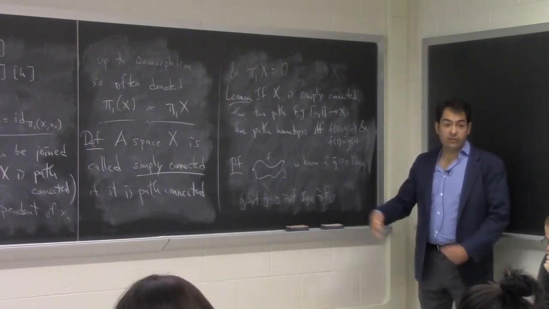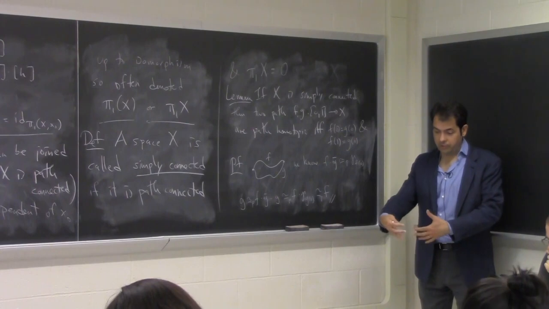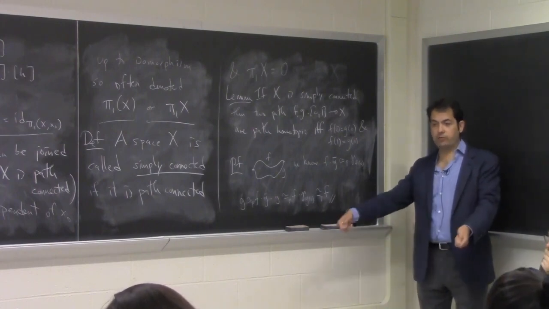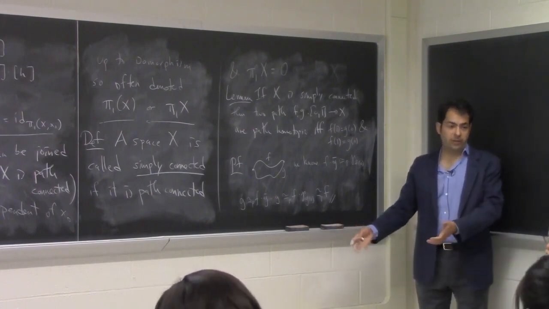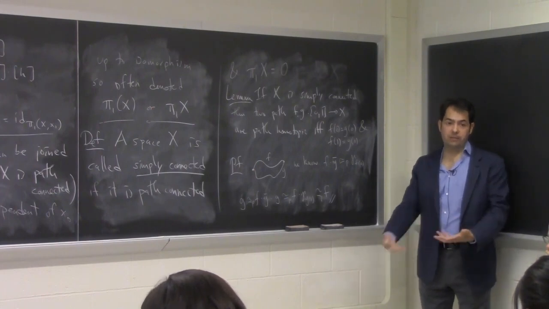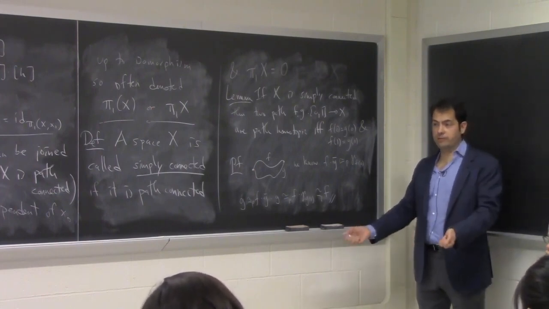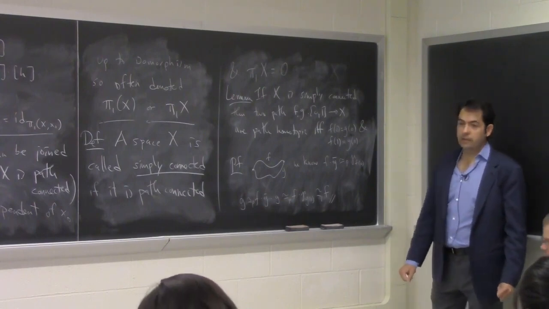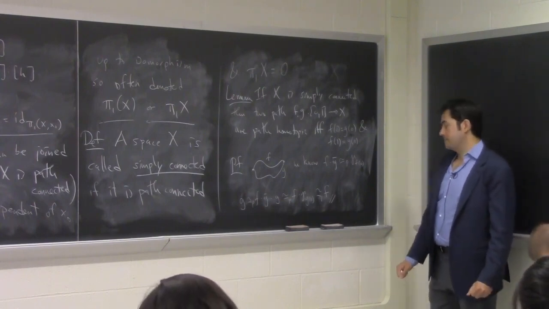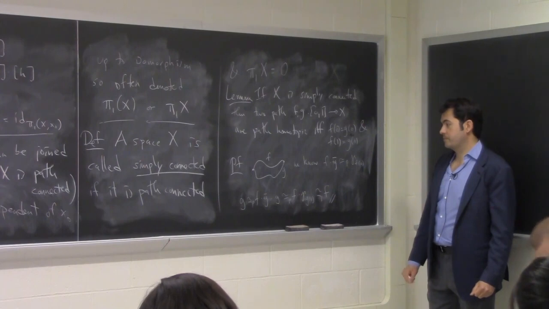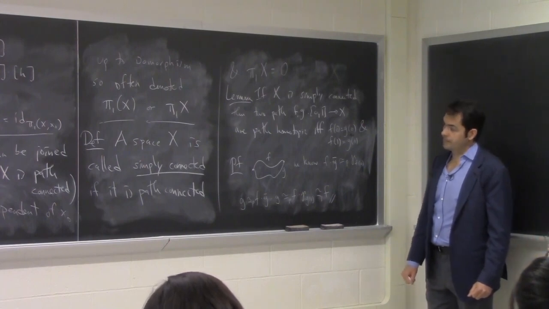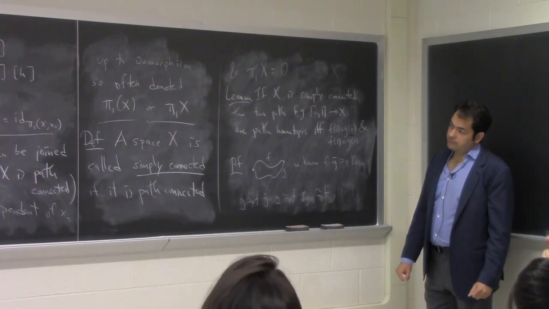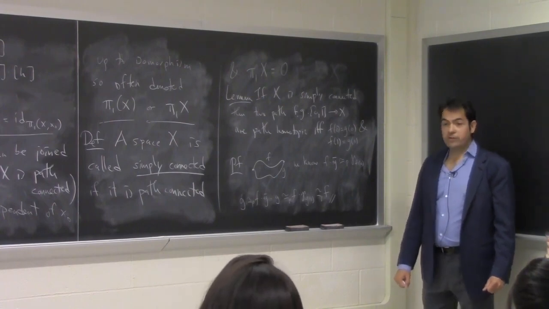Okay, so that's why it's simply connected, simply in the sense of there's only one way of going from a point to another. And of course, really, it's only one way up to homotopy of going from one point to another. Okay? Questions on this?